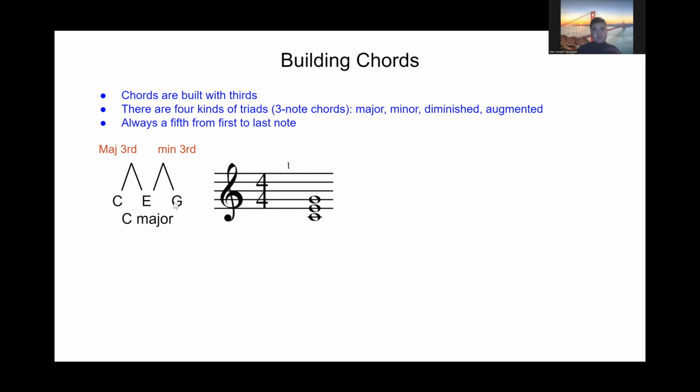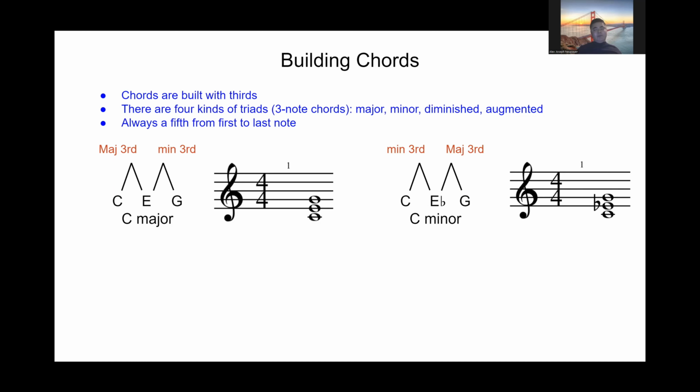So there's always going to be some type of fifth in these 4 triads between the lowest and the highest note. Let's talk about the minor chord. Same idea, except we've taken the middle note, we've made it flat, which therefore gives us a minor third in the bottom and a major third in the top. Again, C to G, perfect fifth. So major and minor triads will always have a perfect fifth from the first to the last note.